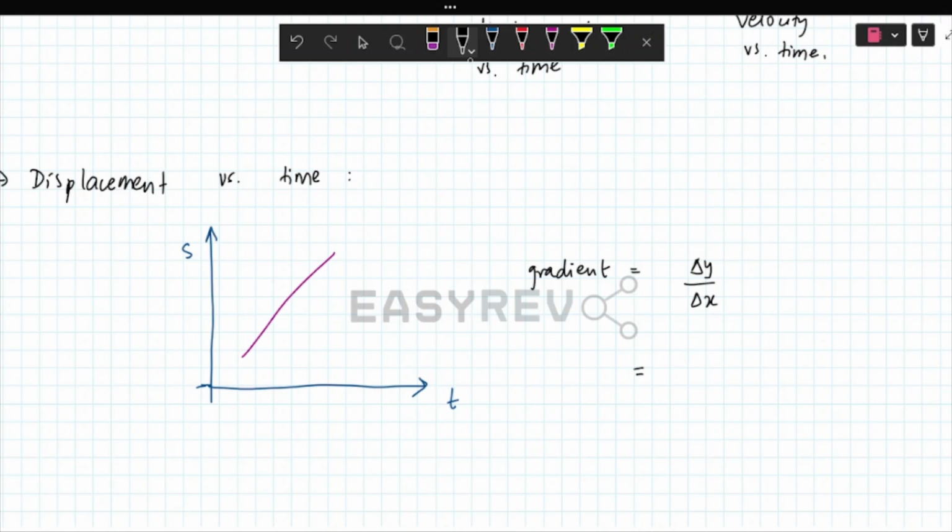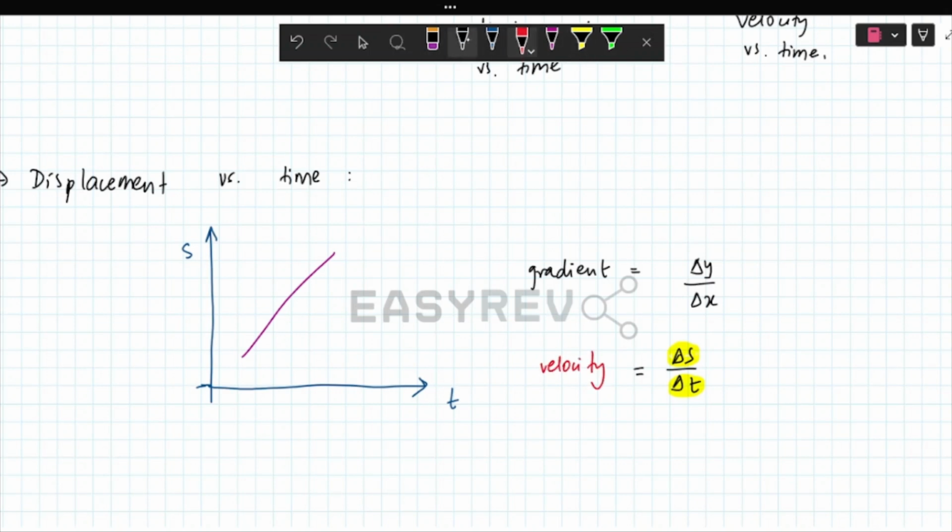So I can basically take this expression I've already written and rewrite it as replacing delta y with delta s and delta x with delta t. Now look at this expression carefully. Notice how it's a change in displacement divided by a change in time, or the time covered, or the time duration. This is nothing but an expression of velocity.